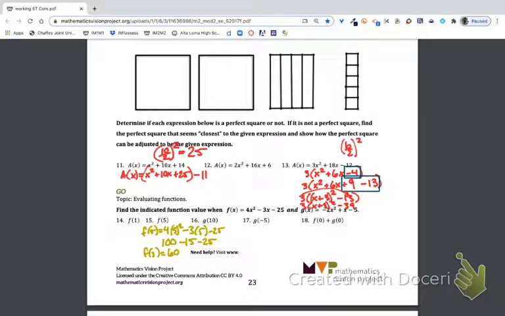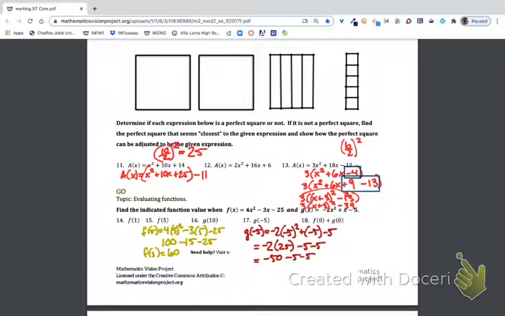Similar process for number 17. Number 17 is, the only difference though is that it's into the g function. So g of negative 5 equals negative 2 times negative 5 squared plus negative 5 minus 5. So multiplying this all out, negative 2 times 25 minus 5 minus 5, negative 50 minus 5 minus 5, g of negative 5 should get you negative 60.